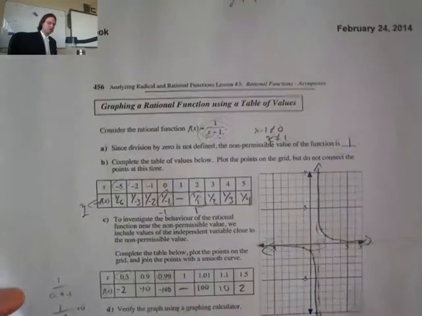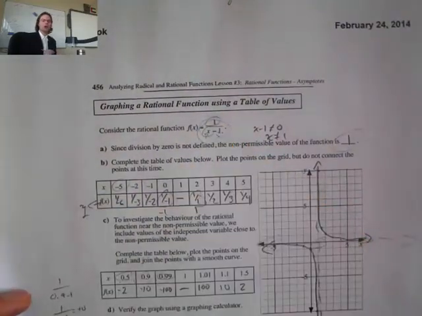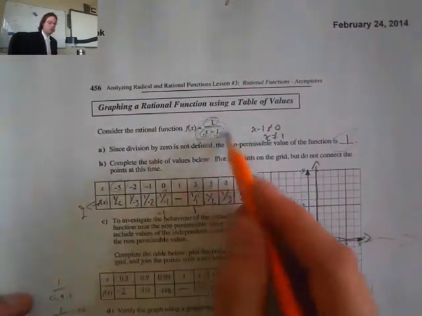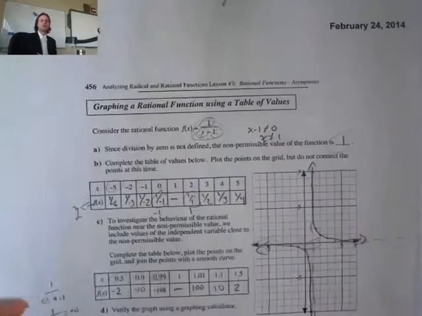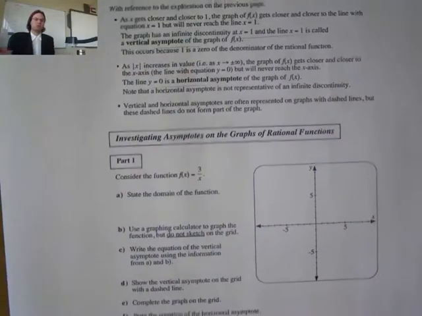If I look at this, what is my degree on top? And what is my degree on bottom? The degree on the bottom is bigger than the degree on top. Therefore, my asymptote will be 0.